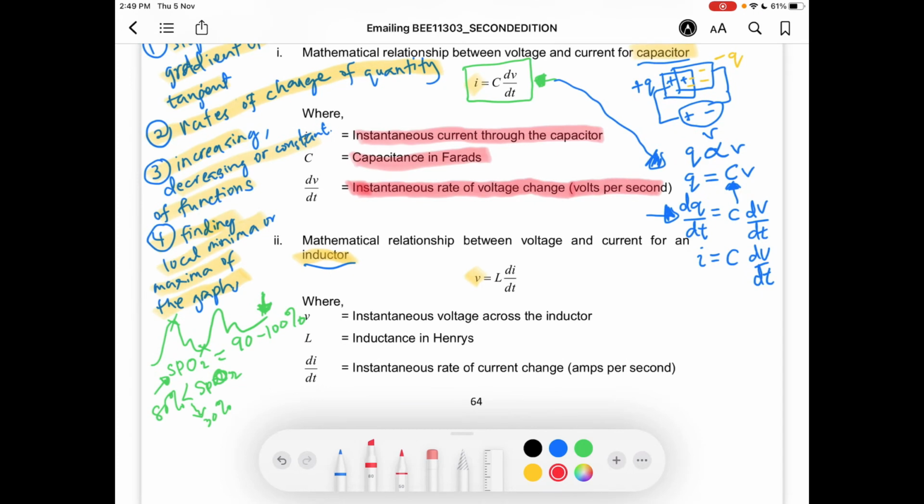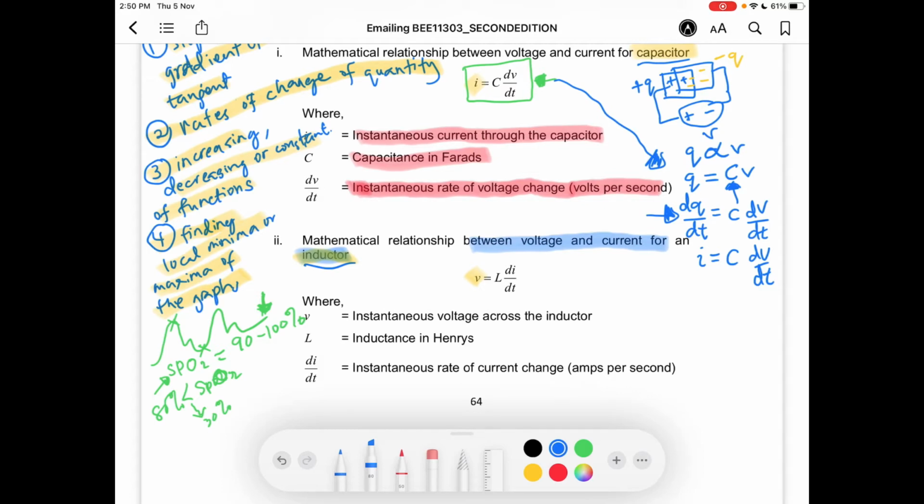Just enjoy it. Okay, now we move to the second equation that you need to learn, the relationship between the voltage and the current for the inductor. So an inductor behaves differently from the capacitor. Not behave differently, what I mean is that both of them are what we call storing energy elements. Capacitors and inductors both are storing energy elements.